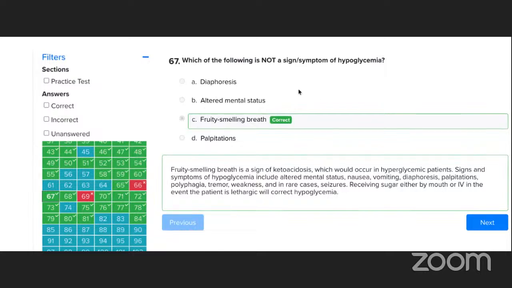Which of the following is not a sign of hypoglycemia? What are the signs of hypoglycemia? Diaphoresis is a sign of hypoglycemia. Also, mental status changes and palpitations are all signs of hypoglycemia. Fruity smelling breath is a sign of hyperglycemia. Okay, that's high, and it's also a sign of ketoacidosis, which will occur in a hyperglycemic patient. Other signs of low blood sugar are also nausea and vomiting.